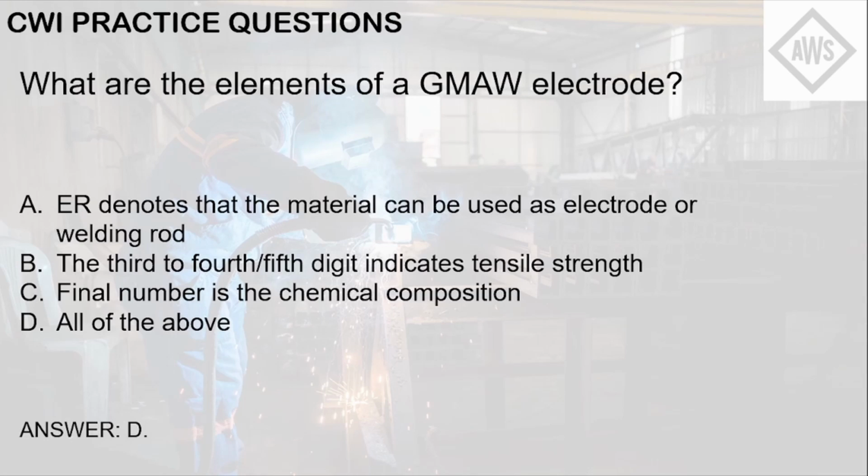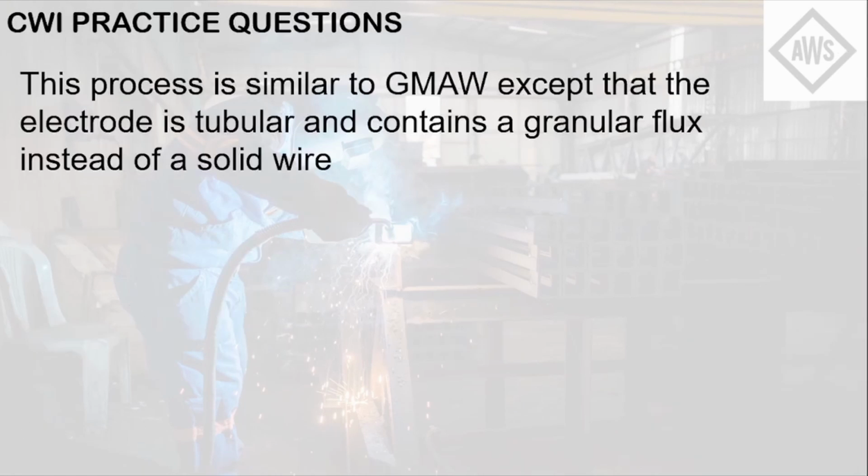So normally the naming of electrodes, the electrode designations, are common in the CWI exam. So you have to be familiar with those questions and the naming of these electrodes. This process is similar to GMAW except that the electrode is tubular and contains a granular flux instead of a solid wire. It is similar to GMAW because the wire is continuously fed to the welding gun. But here, the electrode is tubular, not a solid wire as in GMAW.